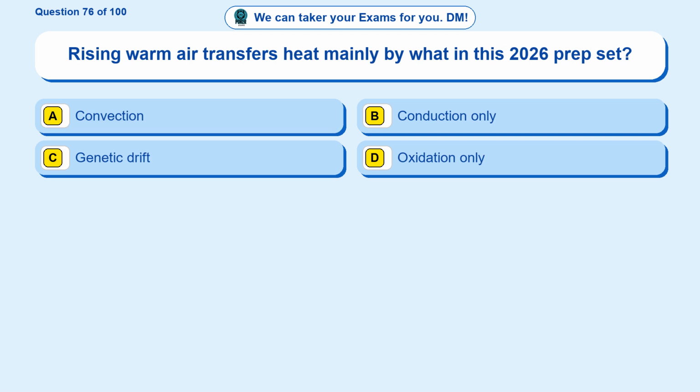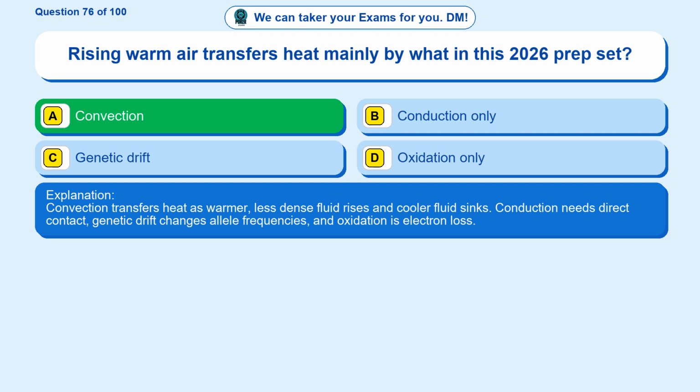Question 76. Rising warm air transfers heat mainly by what in this 2026 prep set? Option A, convection. Option B, conduction only. Option C, genetic drift. Option D, oxidation only. The correct answer is option A. Convection. Convection transfers heat as warmer, less dense fluid rises and cooler fluid sinks. Conduction needs direct contact, genetic drift changes allele frequencies, and oxidation is electron loss.